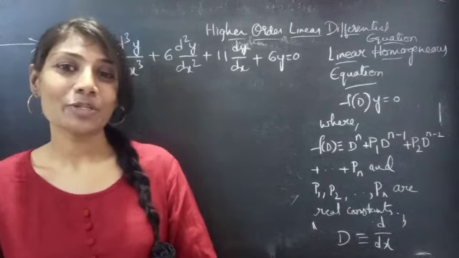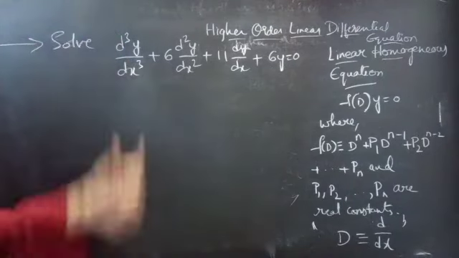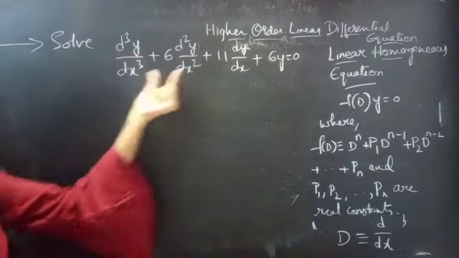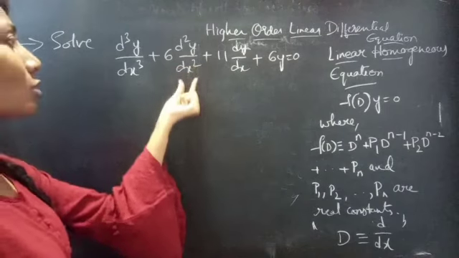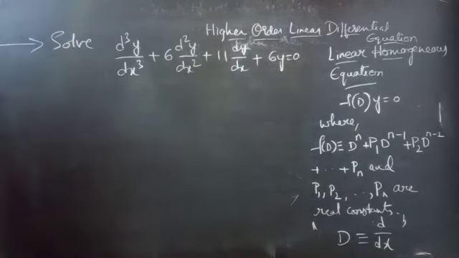In this video, we are going to solve the given differential equation. So let's get going. Problem: Solve d cube y by dx cube plus 6 into d square y by dx square plus 11 into dy by dx plus 6y equals to 0. So we are given a linear homogeneous equation, right?